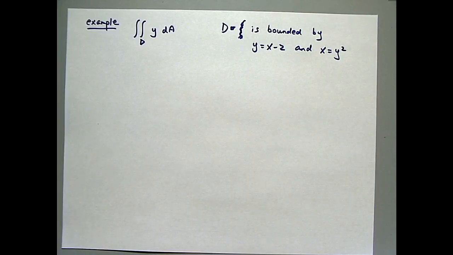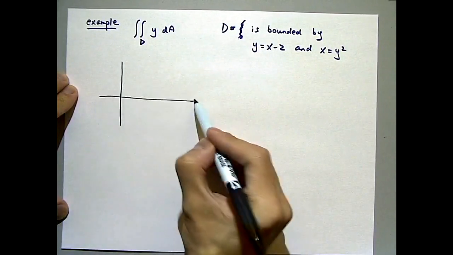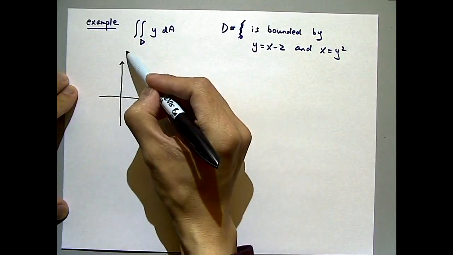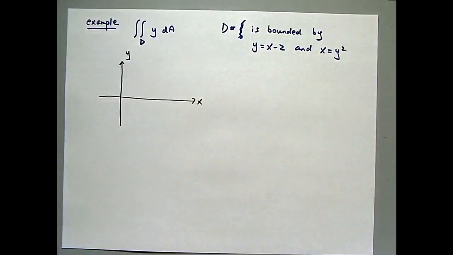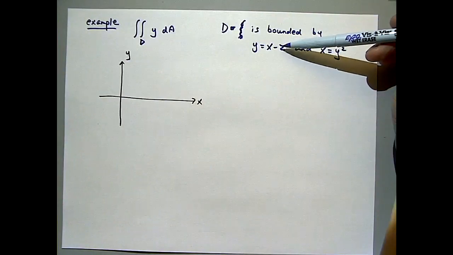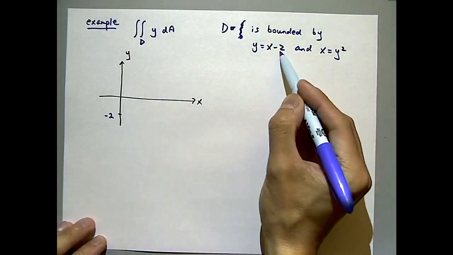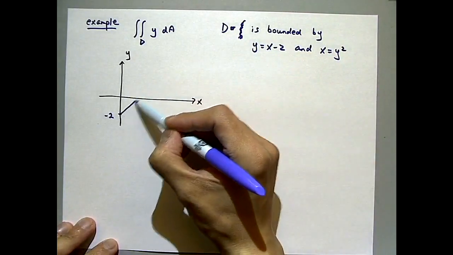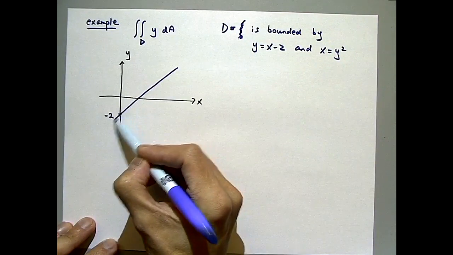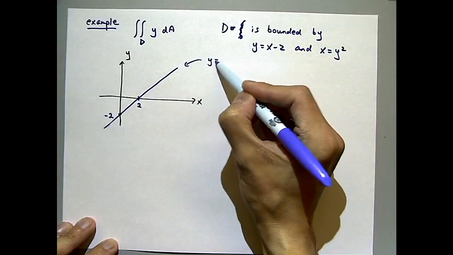Make a sketch of D here and then find a way to describe it, or maybe find two ways to describe it. Let's do a sketch first. y is x minus 2. This is a line with an intercept at y equal to negative 2, right here, with a slope of 1. So we know this line is going to intersect the x-axis at 2. So this guy here is y is equal to x minus 2.